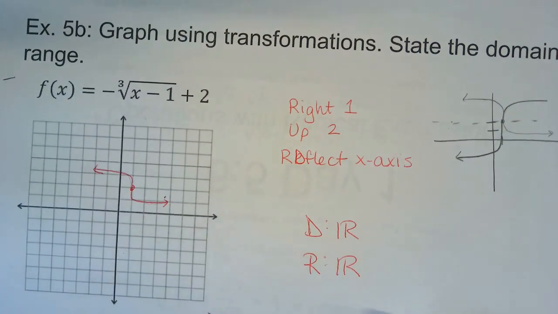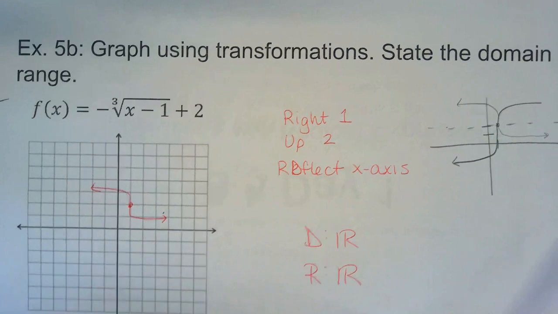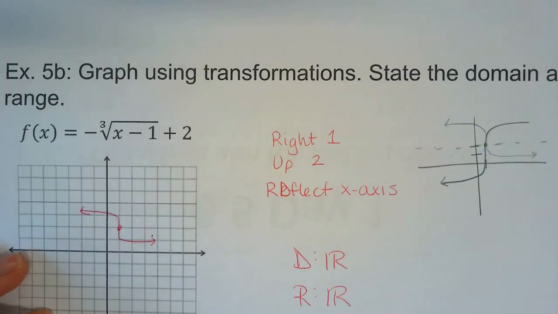Domain and range will still be the same deal. It'll be all reals for both because you're not capping anywhere. Those arrows are indicating going in both directions. All right, that is graphing your square roots and your cube roots.